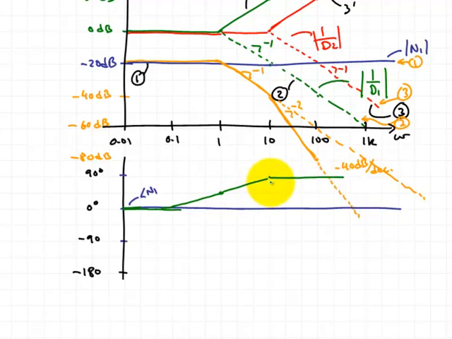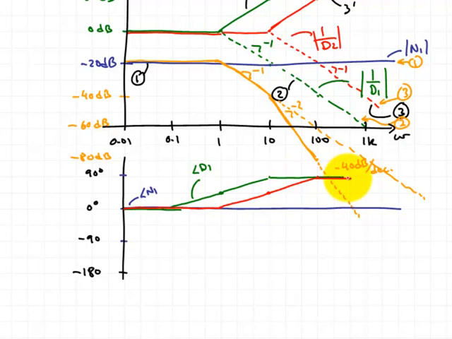All right, so this is the angle of D1. And finally, the second term, the angle of D2, is going to be the same, but its breakpoint is at 10, so we'll be at 45 degrees at 10. It starts transitioning a decade below, and it finishes its transition a decade above.